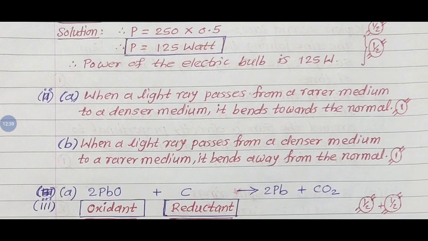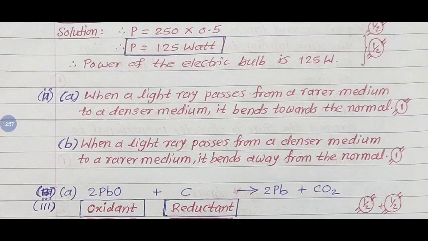In first diagram, that is the A diagram, light ray passing from rarer to denser. So what happened, all of you know that when a light ray passes from rarer medium to denser medium, it bends towards the normal. Underline this sentence, last sentence. It bends towards the normal. You are getting 1 mark.